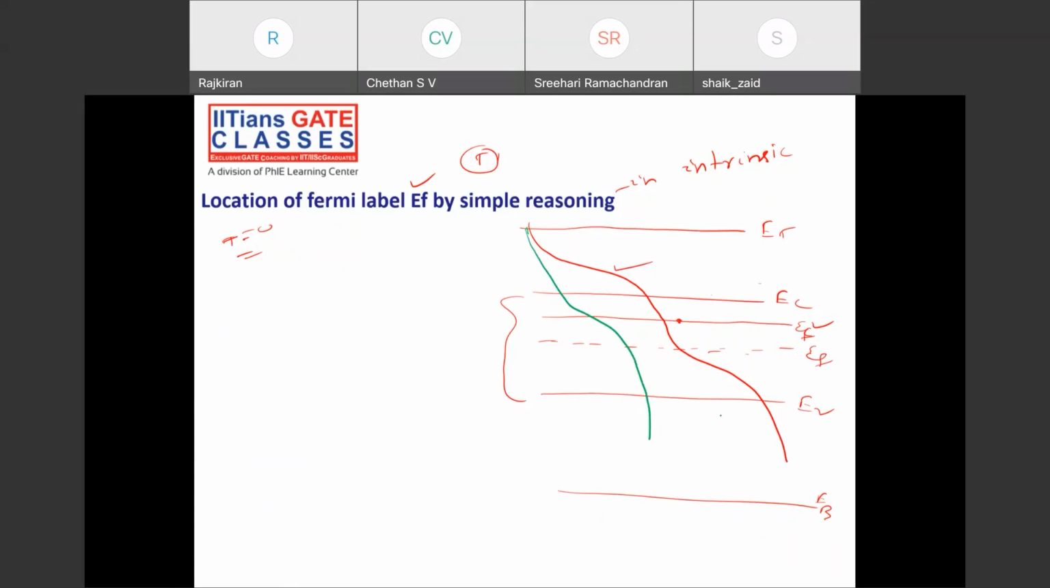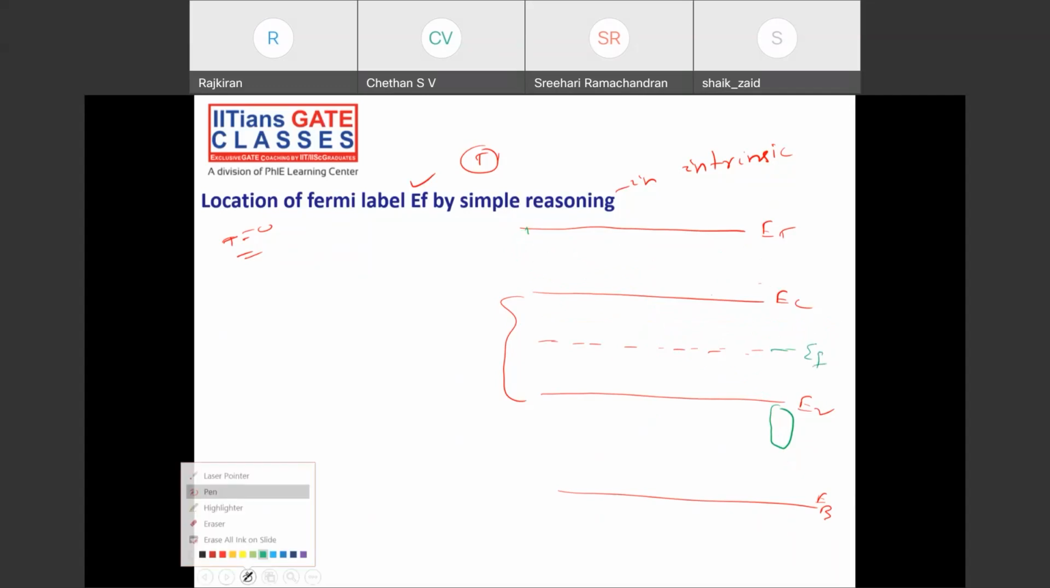What will it tell? If it is close to the conduction band, you will see the number of electrons at T equal to 0 will be more compared to the number of holes. So it cannot be towards the conduction band; it should be exactly near the middle of the energy gap. If the EF is towards EC, then I will have more electrons than holes. If the EF is towards the valence band, I will have more holes than electrons. So it should be approximately in the middle of the energy gap. This is the location of the Fermi level by simple reasoning.